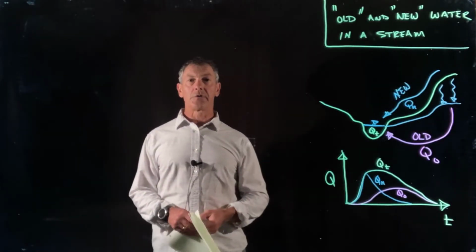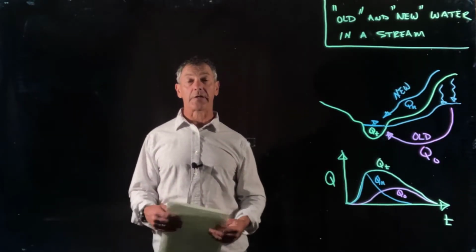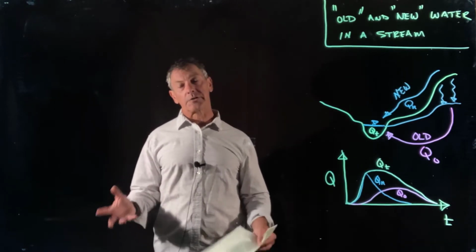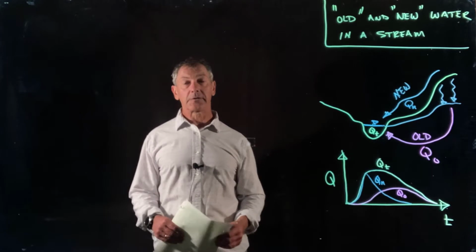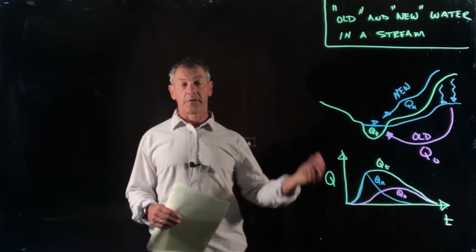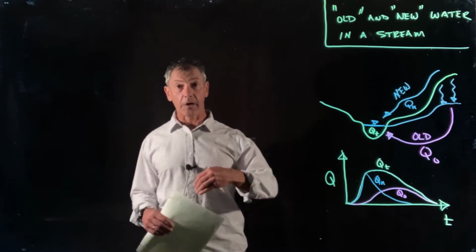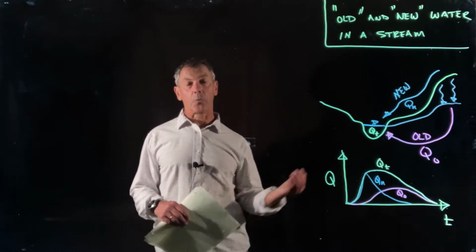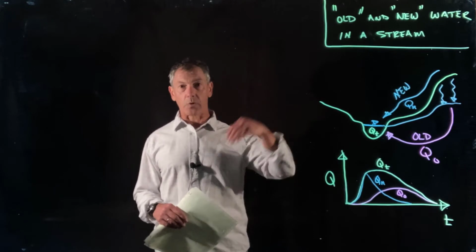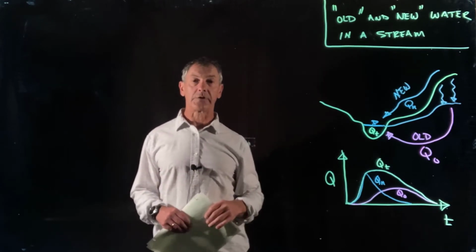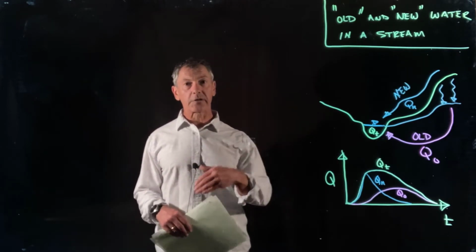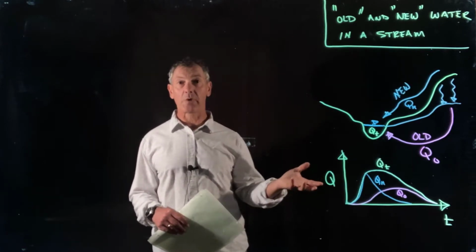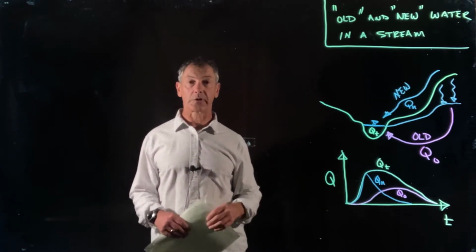Let's see how we can use solute balance to get at base flow in a stream. A similar way of thinking about base flow: remember we talked about quick flow and base flow. The water that flows quickly, the water that runs off on the surface and makes it rapidly to the stream, is going to be relatively new water, meaning that it fell from the sky as rain and then made it to the stream pretty quickly.